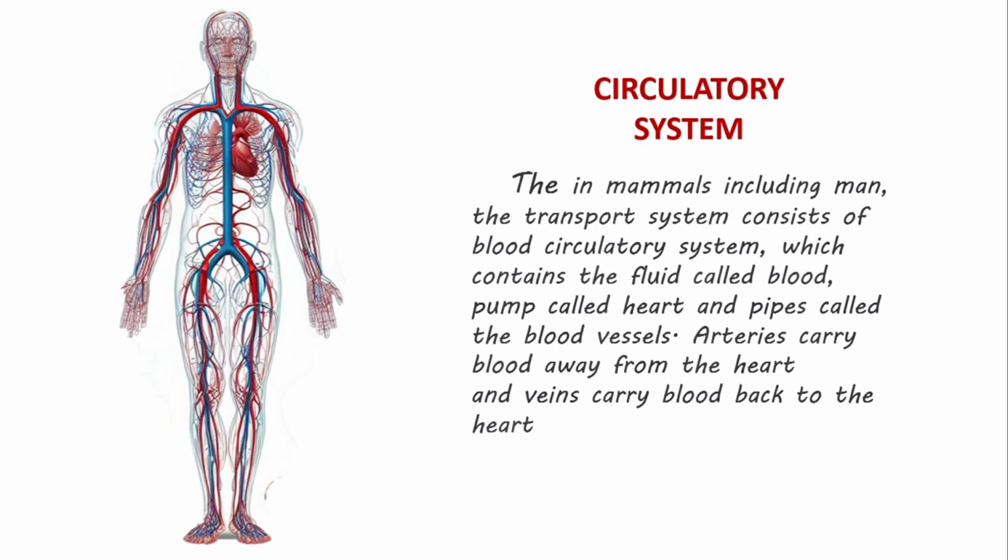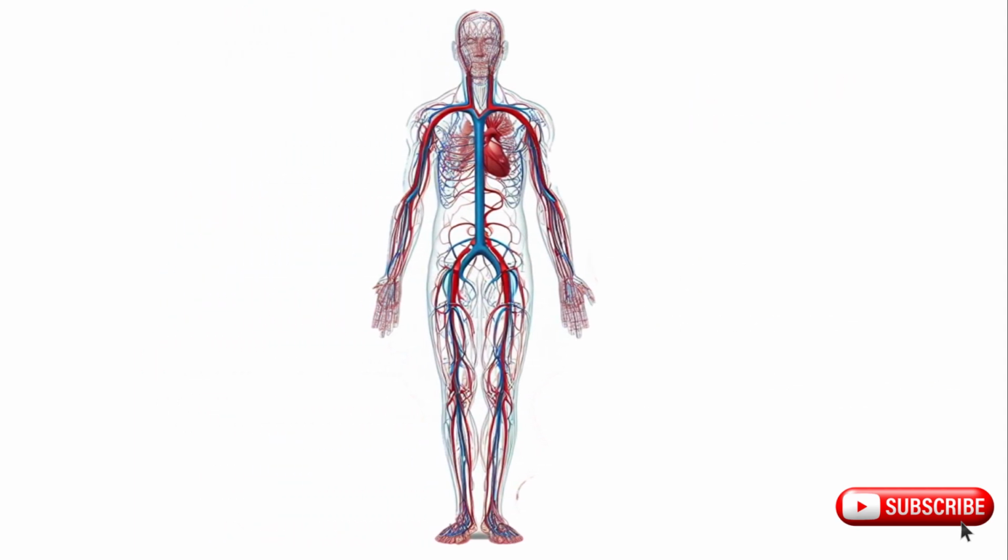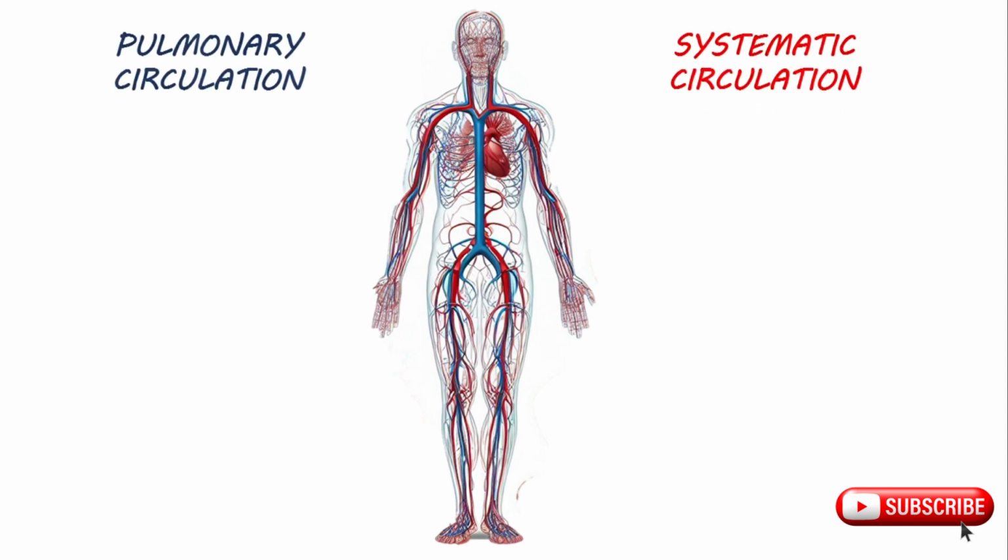In mammals, including man, the transport system consists of the blood circulatory system, which contains the fluid called blood, a pump called the heart, and pipes called the blood vessels. Arteries carry blood away from the heart, while veins carry blood back to the heart. The human circulatory system consists of two phases, the pulmonary circulation and the systemic circulation.